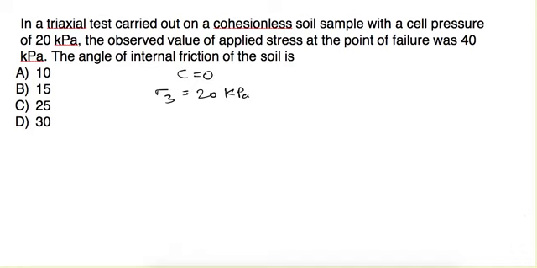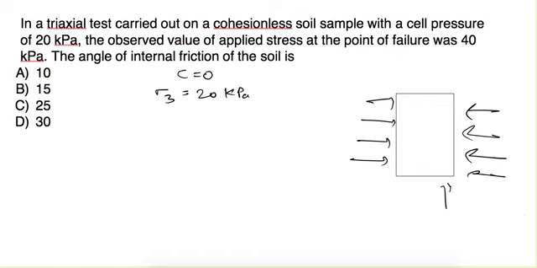If we draw the triaxial test diagram, so for this sample, from here we'll apply the sigma 3 on all the sides in the first stage of the test. So this is sigma 3 and sigma 3 here. After that, what is given? The observed value of applied stress at the point of failure was 40 kPa and the angle of internal friction of the soil is. So they are asking for angle of internal friction.